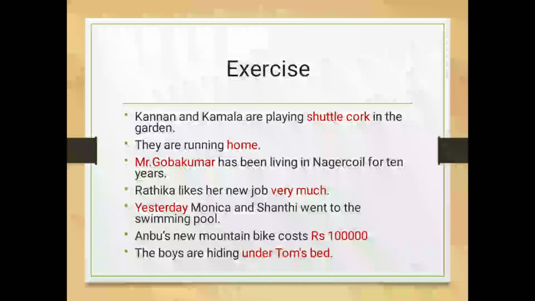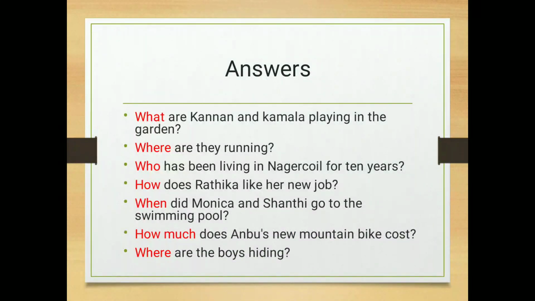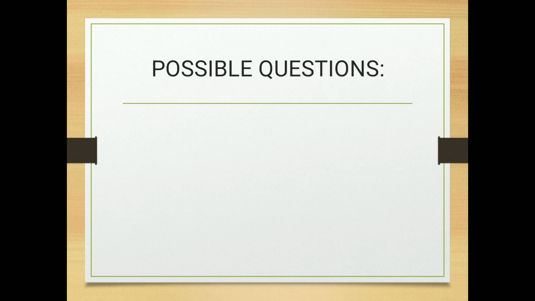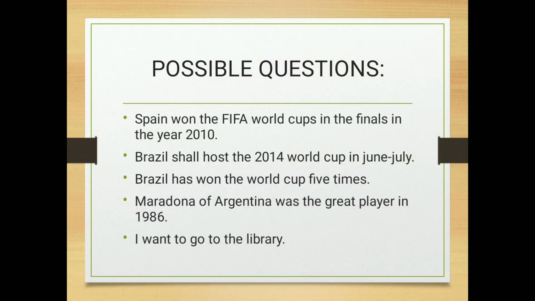So exercises. You can see here: Kannan and Kamala are playing shuttlecock in the garden. They are running home. Mr. Gopakumar has been living in Nagercoil for 10 years. Radhika likes her new job very much. Yesterday, Monica and Shanti went to the swimming pool. Anbu's new mountain bike cost rupees so and so. These are the exercises. You can have the answers also. You can check it out. And then the possible questions from this topic: these are the possible questions you can expect.